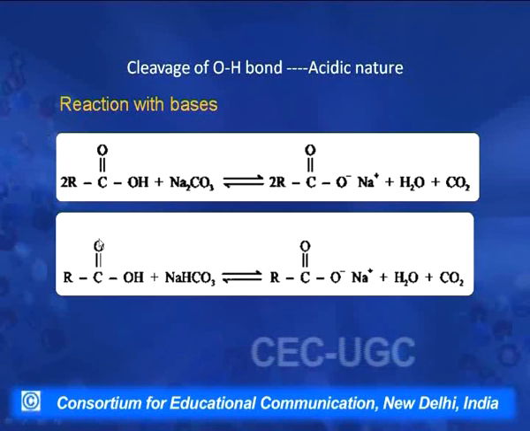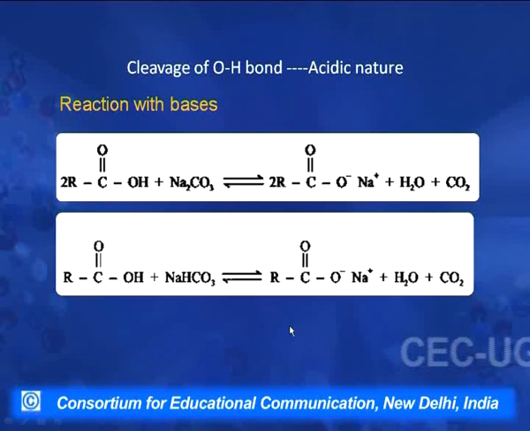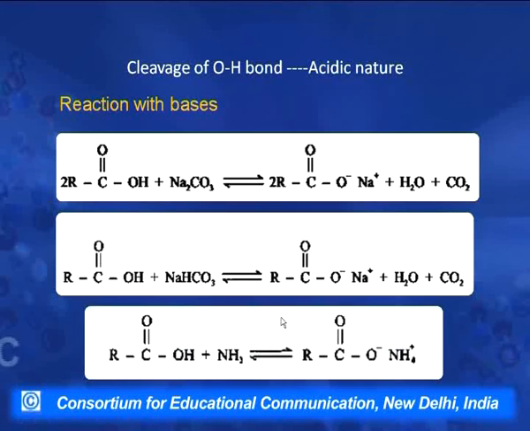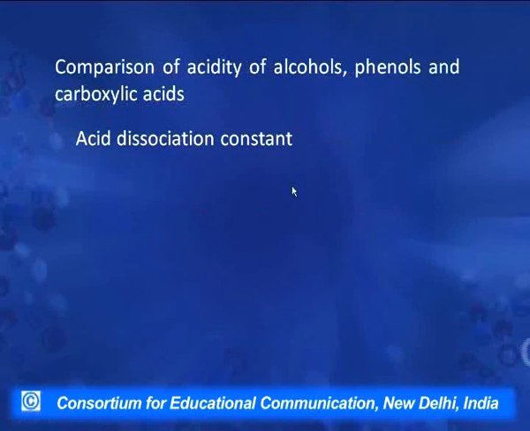Carboxylic acid will form salt even with a basic gas like ammonia, and the ammonium salt of the carboxylic acid is obtained. So, all these reactions, reaction with sodium hydroxide, a very strong base, weak bases like sodium carbonate, bicarbonate or ammonia, they show the acidic nature of carboxylic acids.